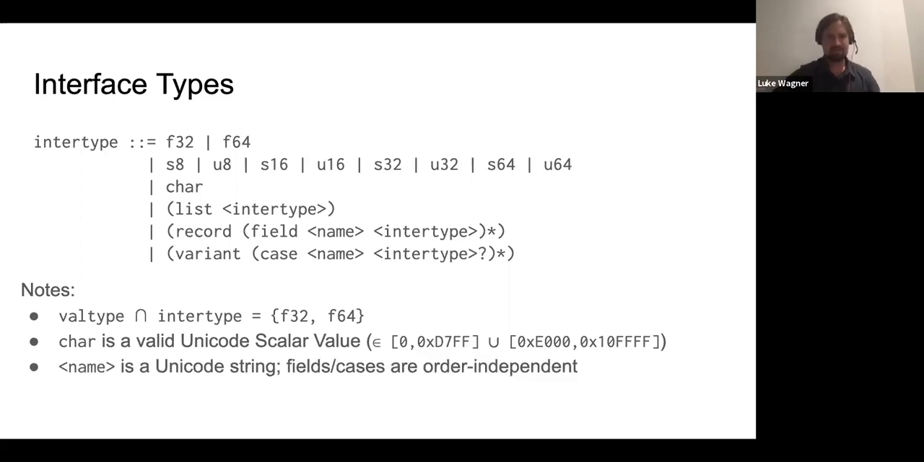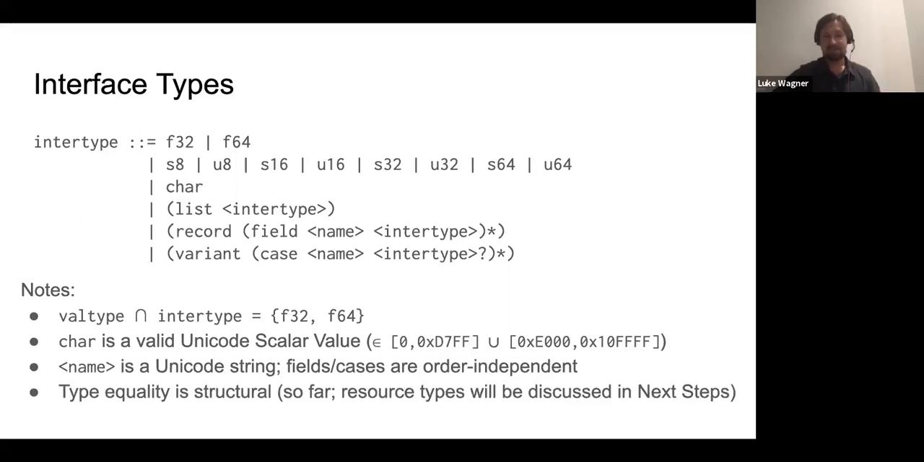The names in the record fields and variant cases are Unicode strings. So the fields and cases are not identified by order, they're order independent. Type equality for all these value types is structural. And there's no recursive types. If you wanted something kind of dynamic length, you have to use a list. So yeah, that's our basic interface types that we have for the moment.